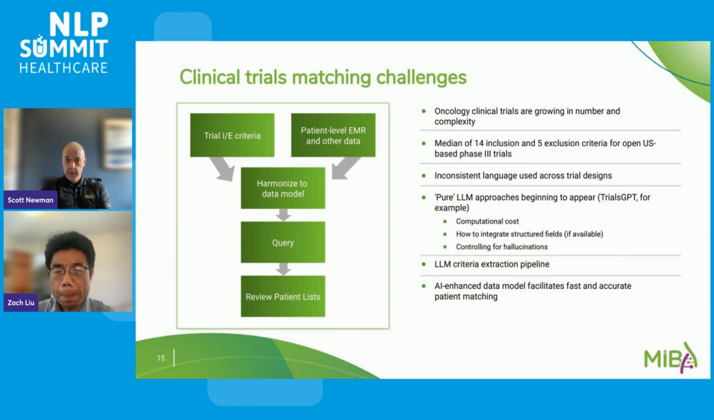Oncology trials are growing in number and in complexity. They're mostly housed on clinicaltrials.gov, and that information's freely available. The problem is the crucial inclusion and exclusion criteria are in a kind of unstructured text blob that uses inconsistent language across different trial designs. So for example, one trial will call it colorectal cancer, another trial will call it colon cancer, another trial will call it CRC. So there's a lot of data cleaning that's necessary to even get a list of criteria with which you can match your patients to.